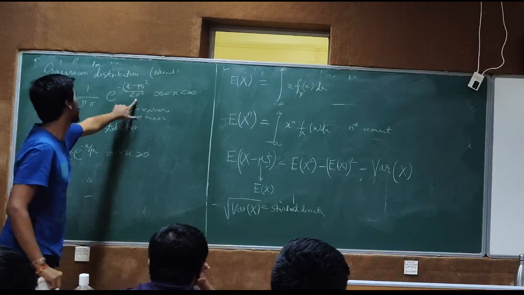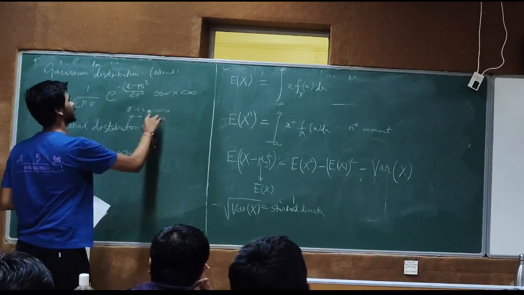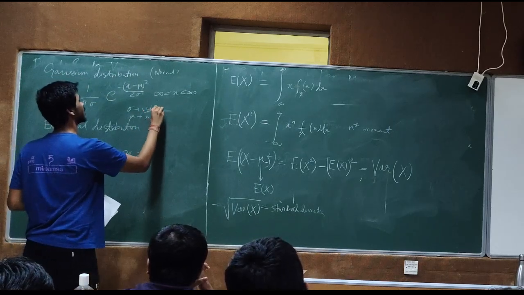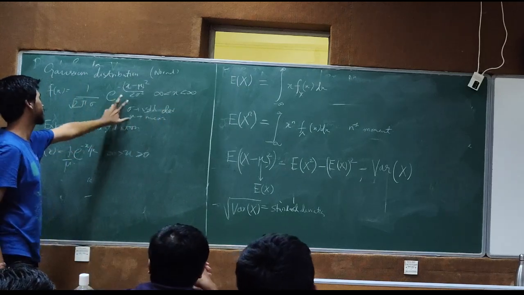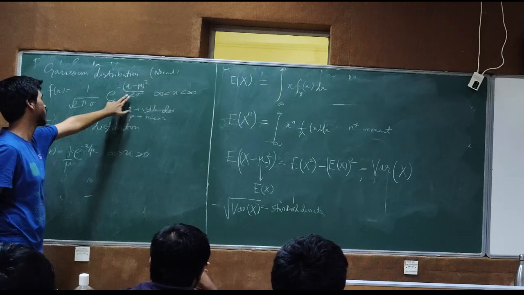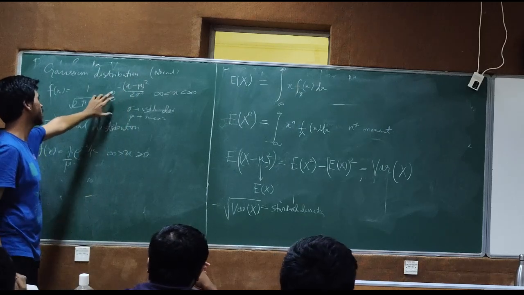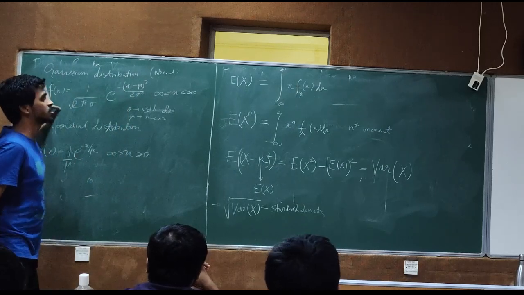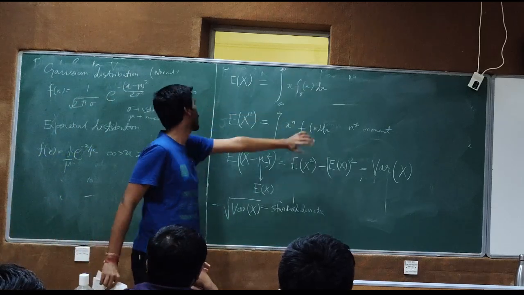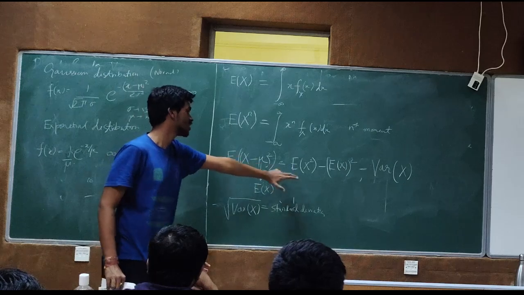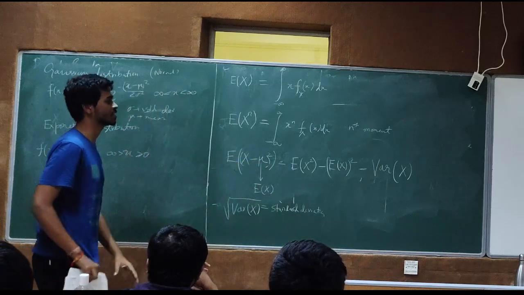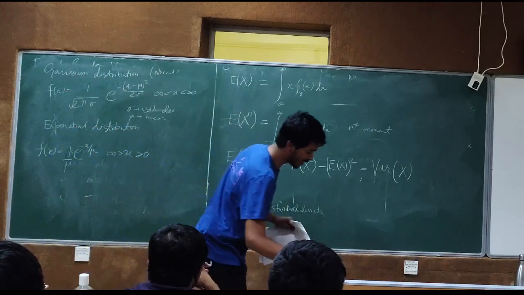So here sigma was the standard deviation. Mu was the expectation value of x, so the mean of the distribution. If you take the distribution and run it through this formula, you will get mu. And if you run it through this one, you will get sigma. You can try that.